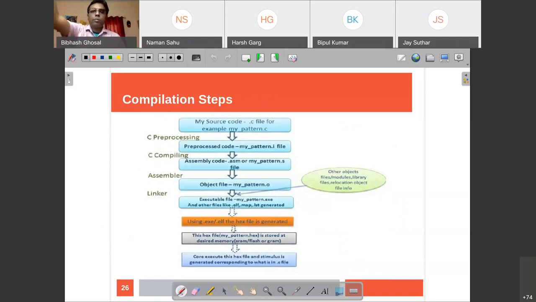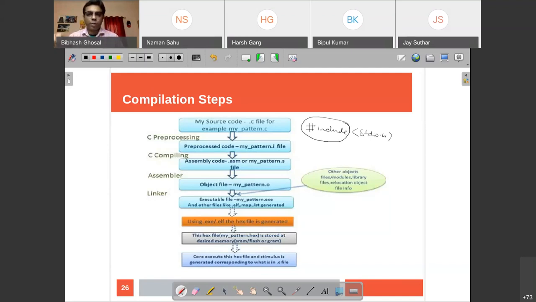So what are the steps that go on to write a program? You create your source file, which is a .c file. The .c file may have some libraries to be included, so they are pre-processed. Suppose, for example, you have something like #include <stdio.h>. These are nothing but preprocessor directives, which are run before the compilation process.